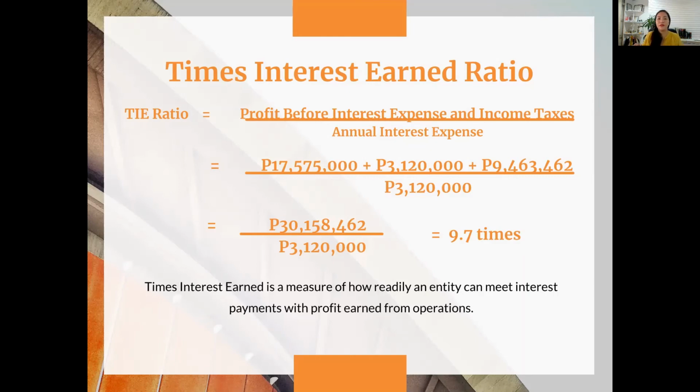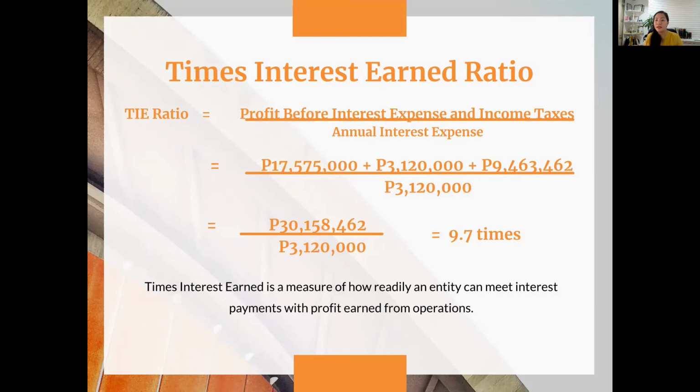So for example here, profit is 17,575,000 plus 3,320,000 plus 9,463,462, divided by 3,120,000 interest expense. That means you have 9.7 times interest earned ratio. The times interest earned ratio is a measure of how readily an entity can meet interest payments with profit earned from operations.